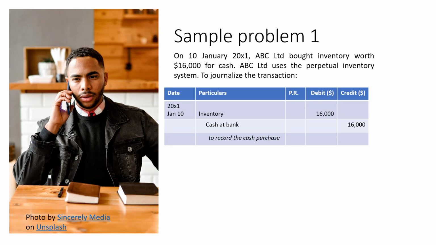So you will notice that in the analysis portion, we have an increase in one asset, in this case inventory, and a decrease in another asset, in this case cash at bank. So if you look into the equation, one side of the asset increases, but at the same time, the other side decreases. So it is compensated by this increase and decrease in asset.